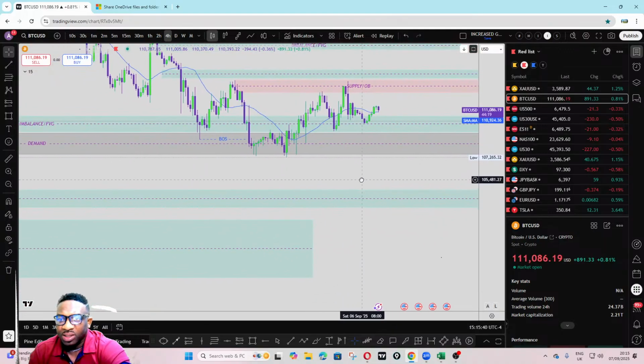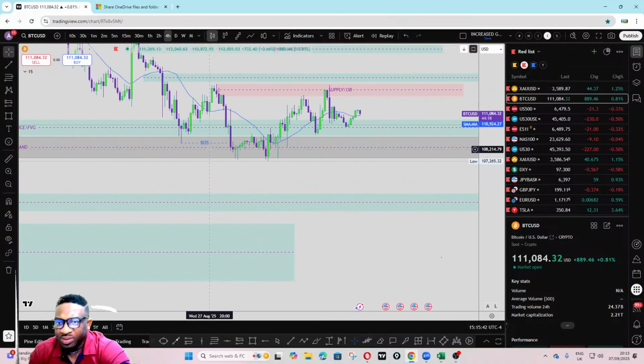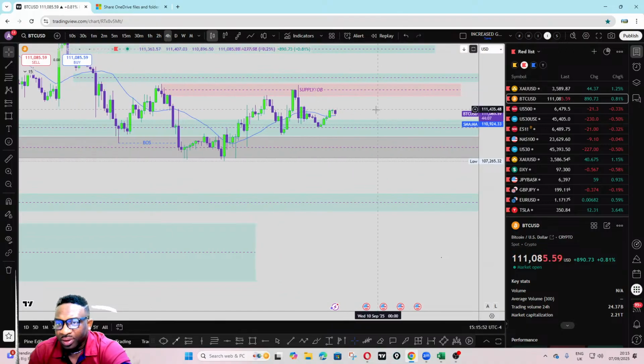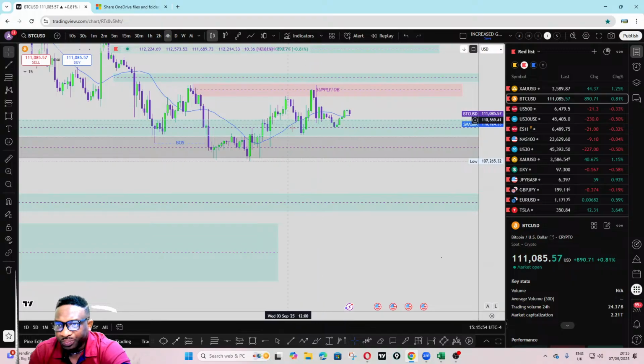So currently, as we can see, we have this break of structure here. This is the last area that we had broken. So the origin is this area. So where is price? That's where price is now. So we've tapped into this, and so we expect this area to be broken.